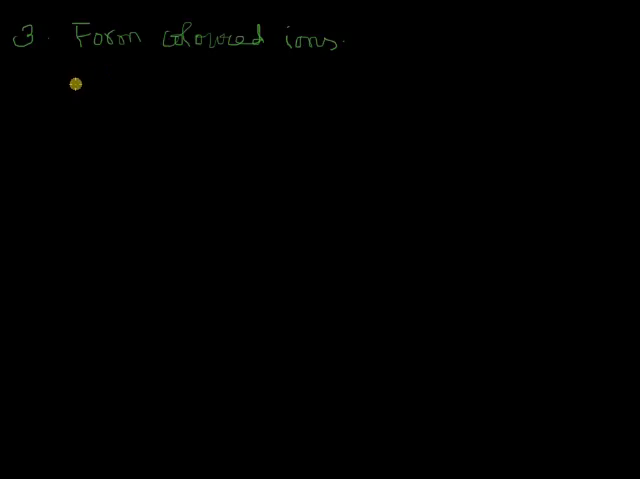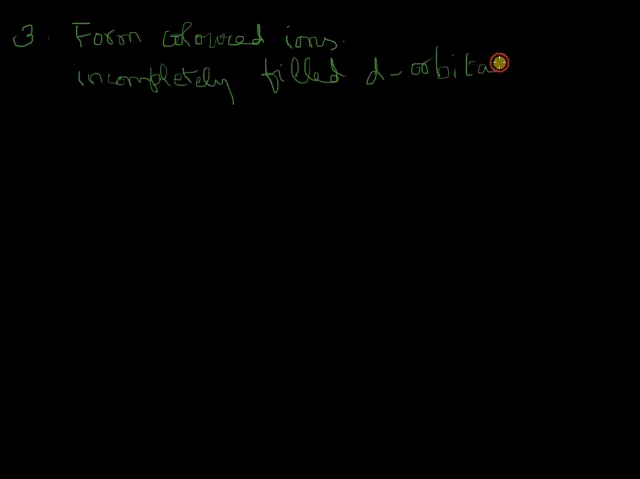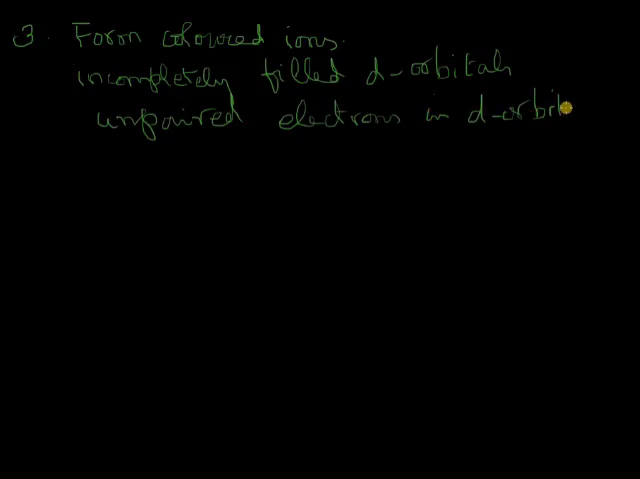Now we have to give the reason for that. You know that transition metals have incompletely filled d orbitals, or we can also say that they have unpaired electrons in d orbitals. Now these d electrons can undergo d-d transition. What is this d-d transition?